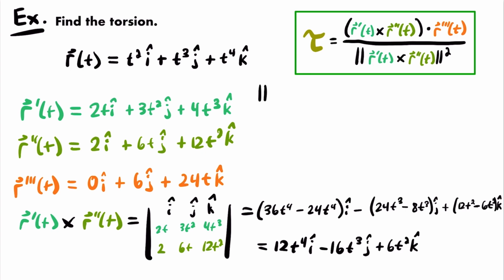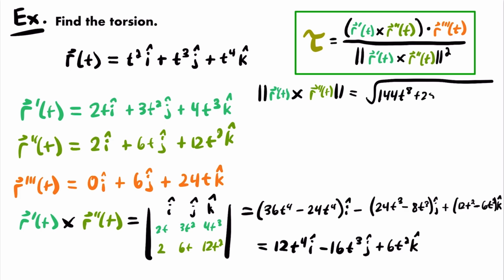So we'll take the magnitude of the cross product between r prime of t and r double prime of t. This will be equal to the square root of the sum of these components squared. 12 squared is 144. T to the power 4 squared is t to the power of 8, because you multiply the exponents of 4 and 2. So you get 144t to the power of 8, and then you'll add that to negative 16t to the power of 3, squared. And negative 16 squared is positive 256.